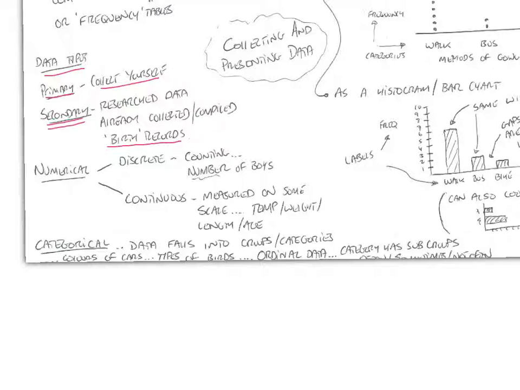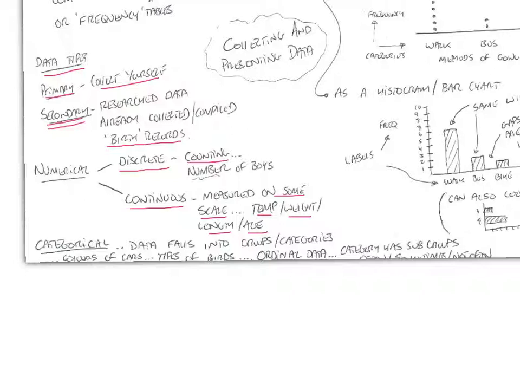Now, when we look at data itself, then of course there's numerical data, and there's 2 types of numerical data. There's discrete, and that type of data is best described as the number of boys, the number of chairs in a classroom, the number of this, the number of that. Discrete numerical data is something you can count, whereas the other type of numerical data is known as continuous. And continuous numerical data is data that can be measured on some scale, like temperature, weight, length, age. So it's on some comparative scale.